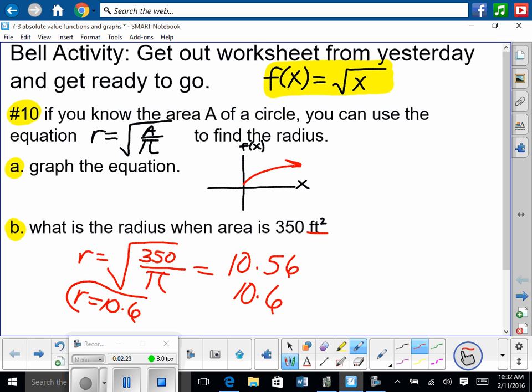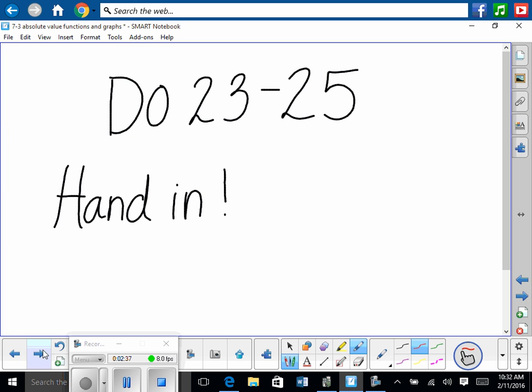So, guys, these problems you're going to see on ACT tests, on end-of-level tests. It wasn't hard, right? You just had to look at it and say, what am I given? And put it in where you know. Okay, questions? Okay, I'm going to give you 5 minutes to finish up the worksheet and hand it in, 23 through 25. You're finishing it up and handing it in from yesterday.